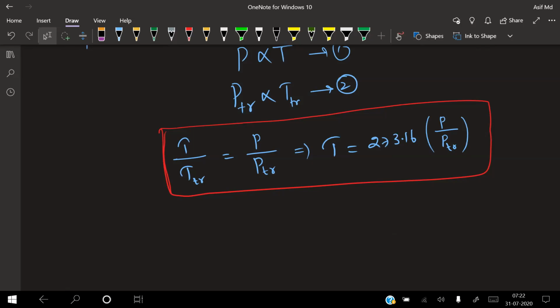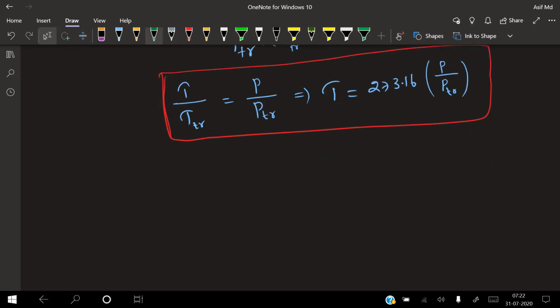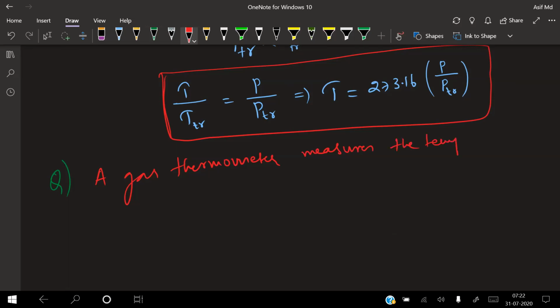Read the question better. A gas thermometer measures the temperature from the variation of pressure of a sample of gas. I'll write the question, so it will be good for me also. A gas thermometer measures the temperature from the variation of pressure of a sample of gas.